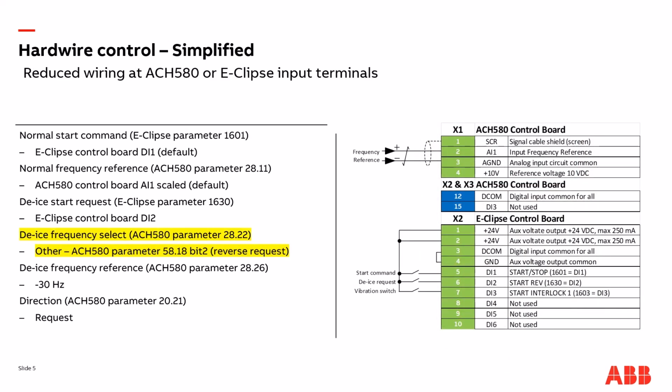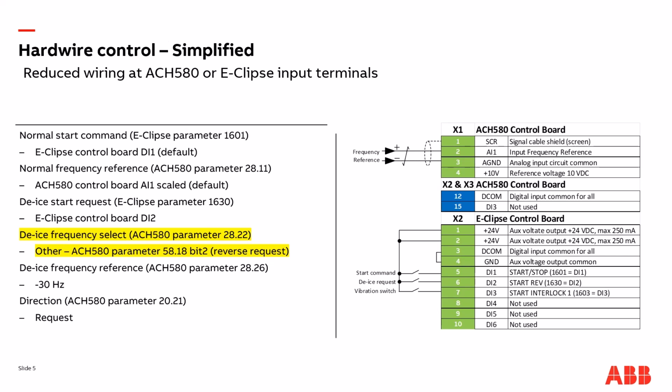This next slide presents an alternative approach to hardwire control with simplified wiring. From a setup standpoint, everything is the same as the typical hardwire approach from the previous slide, except for the constant frequency trigger. So the extra wiring to use DI3 on the ACH580 control board is removed, and a control bit in the interface between the E-Clipse and ACH580 is used instead. And so on the right, you can see that this extra wiring has been removed.